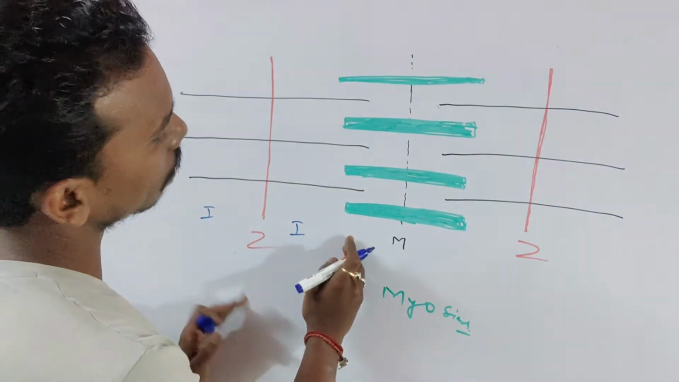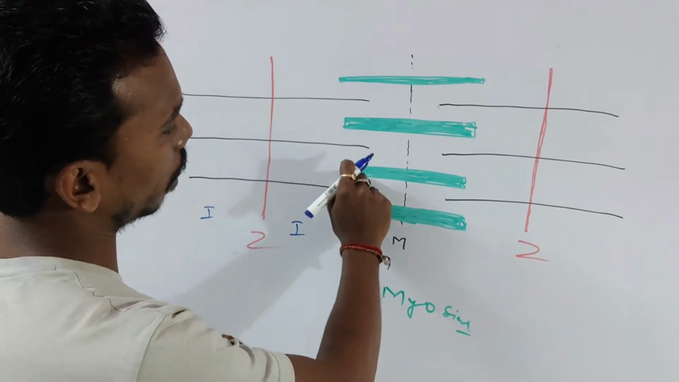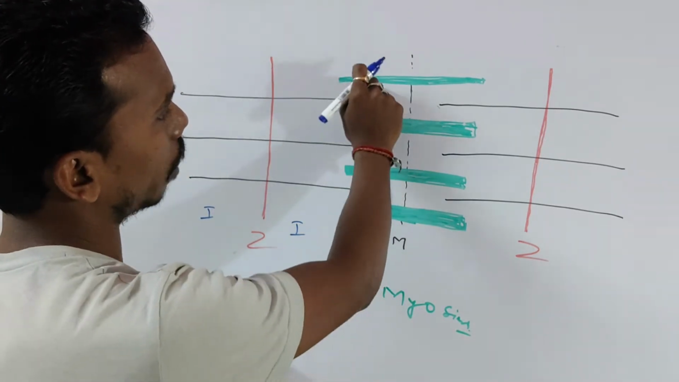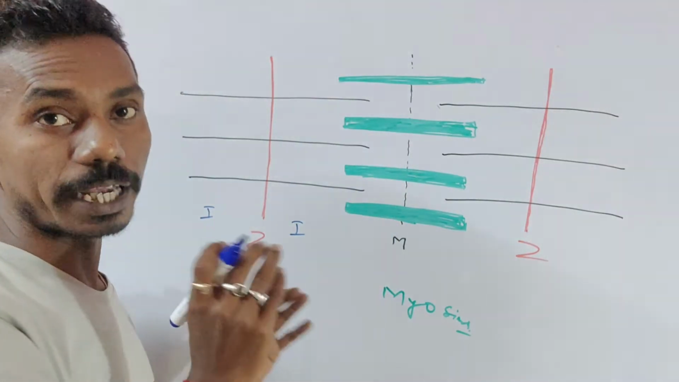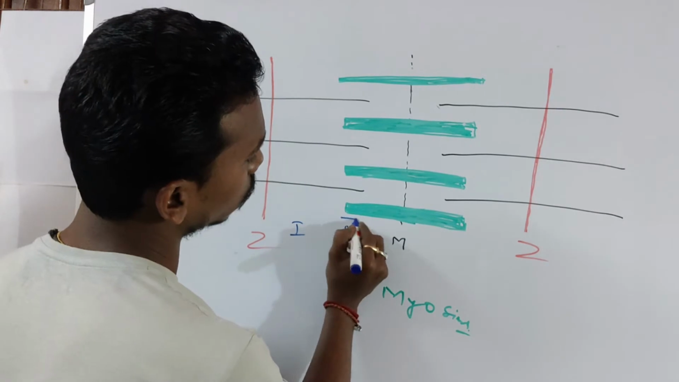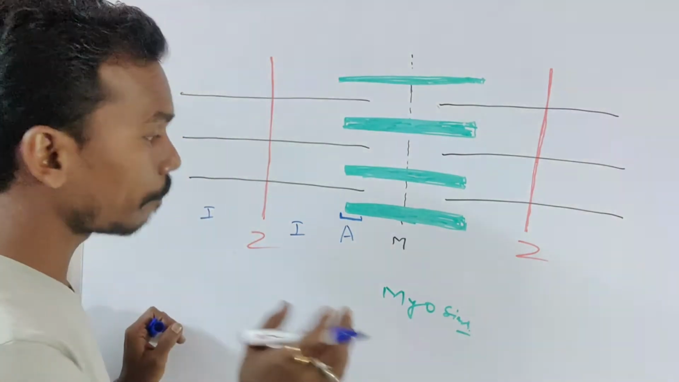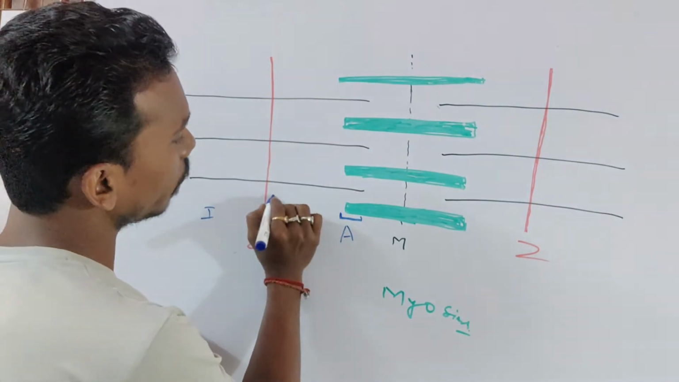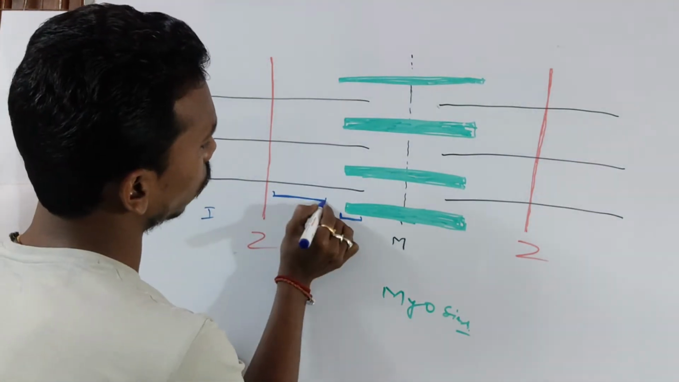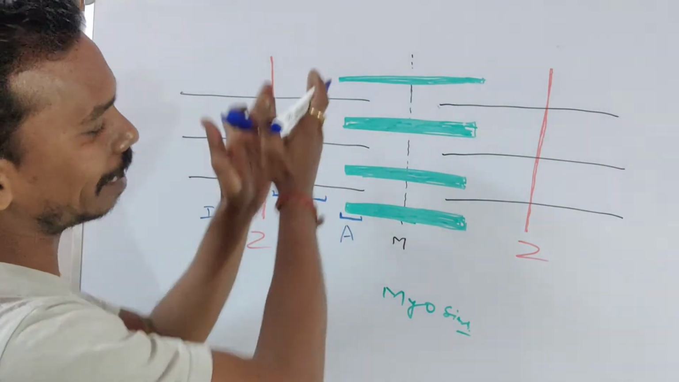After this I band, you can see alternately myosin, actin, myosin, actin, myosin, actin, myosin proteins or microfilaments present. This band is the A band. Just alternating actin and myosin are present in this band. In the case of the I band, only actin is present. This is the basic difference between the I band and the A band.